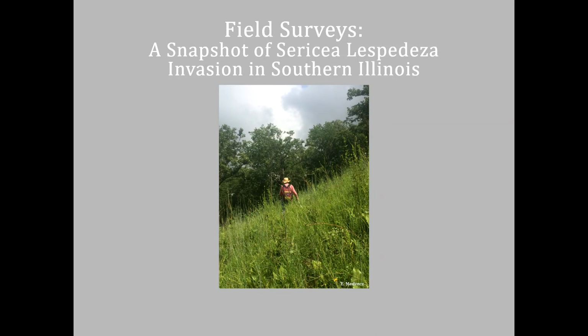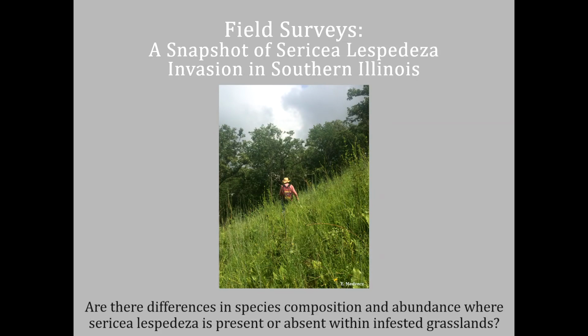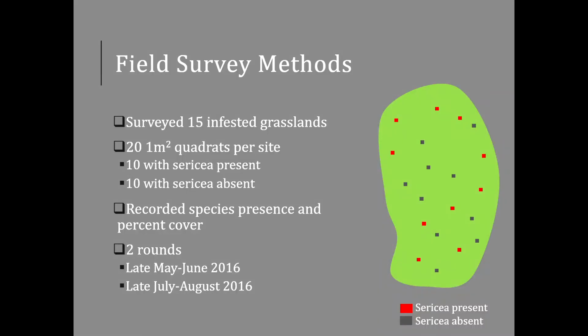So to start with my field surveys down in southern Illinois, I basically asked the question, are there differences in the species composition where Sericea is growing and where it's not growing within an infested grassland? So what I did was I found 15 grasslands in southern Illinois that were invaded by Sericea. Okay, so they had different stages of invasion, they were different ages, they had different soil types, different site quality. And within each of those sites, as you can see in that diagram, there were areas where Sericea was growing and there were areas where it wasn't growing.